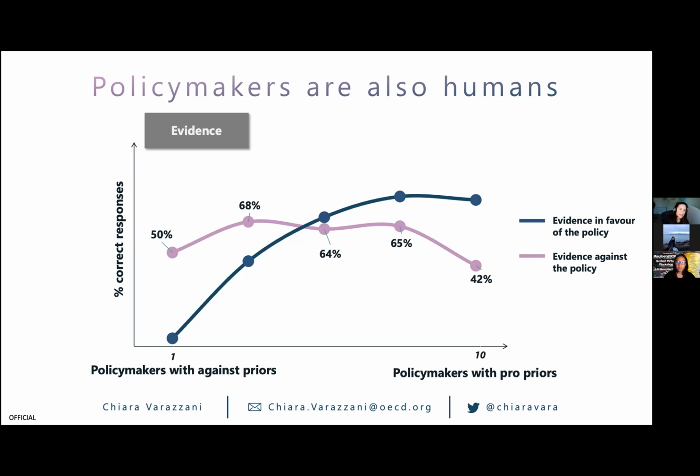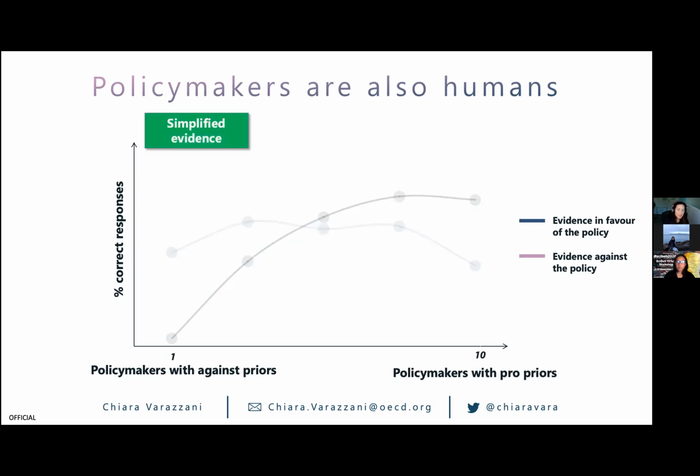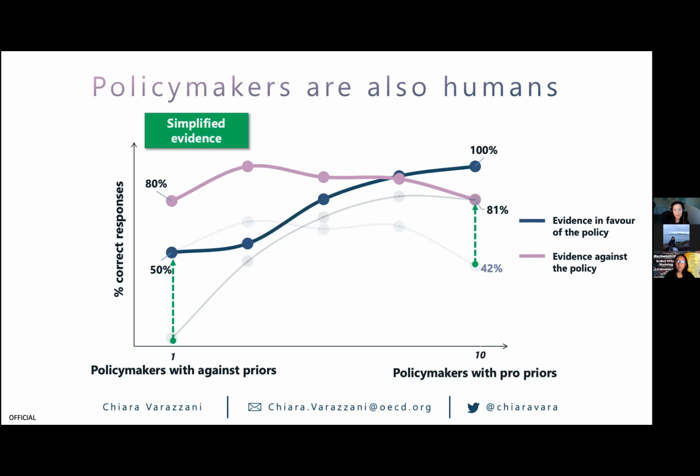But the interesting bit is that what we did was a little bit of a nudge, an experimental manipulation with a randomized field experiment, where basically we just simplified the evidence. So it was very easy, but instead of giving them just absolute numbers, we gave them percentages as well. And what we found was that our manipulation worked pretty well. So policymakers suddenly became much better. From 0% to 50% of accuracy rate, they became much better at interpreting the evidence. And it was the same when they were shown evidence against the policy.